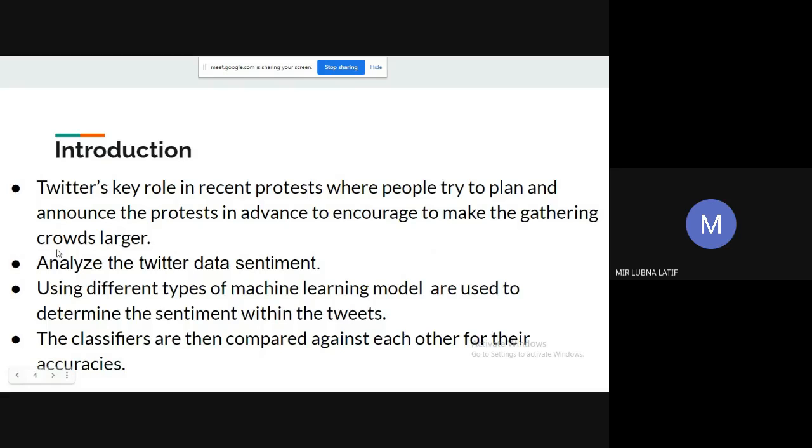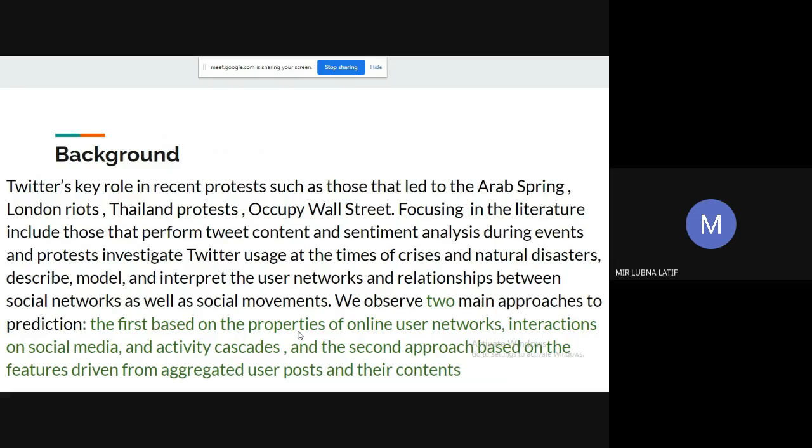I'm going to analyze this Twitter data for sentiment analysis, where the sentiment can be either positive, negative, or neutral. I'm going to use different types of machine learning model classifiers that are going to be used to determine the sentiment within the tweets data. The classifiers will then be compared against each other for their accuracy.